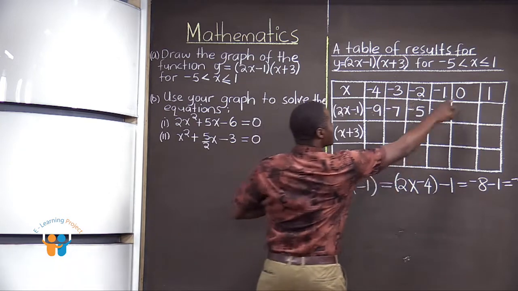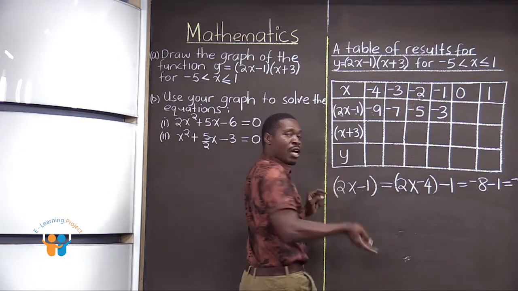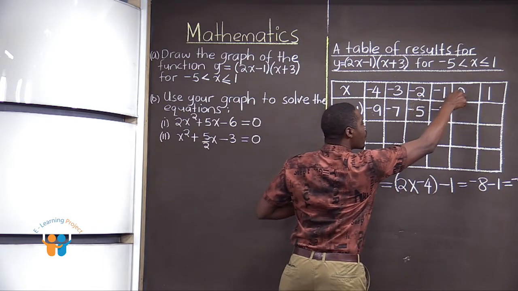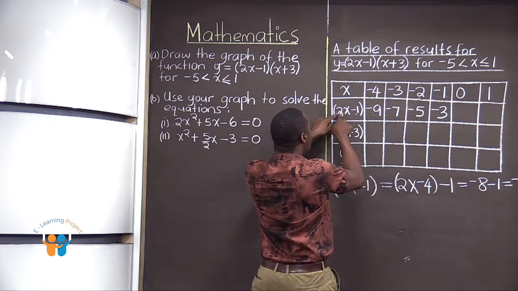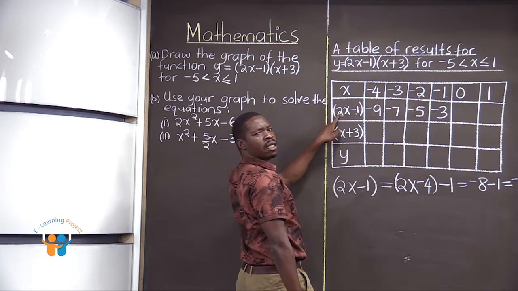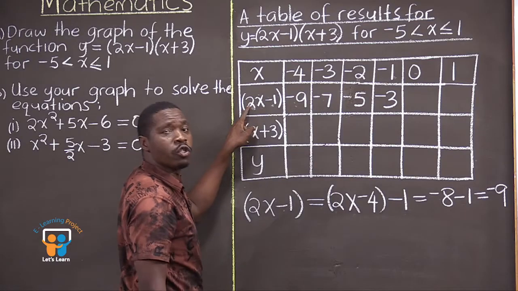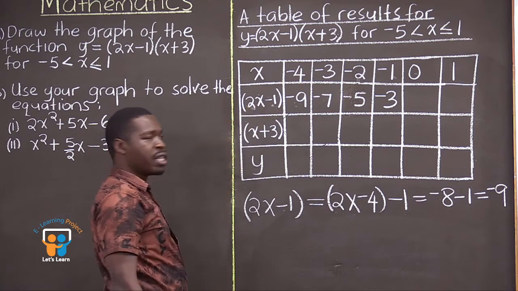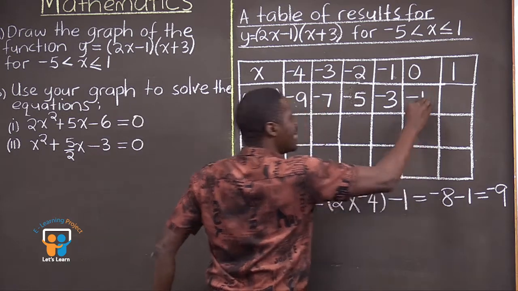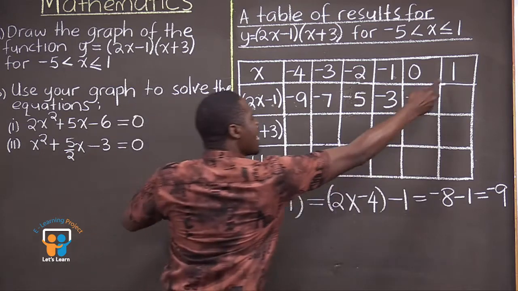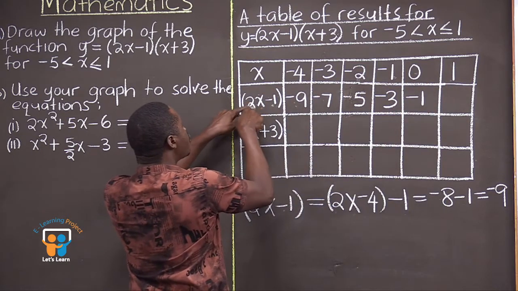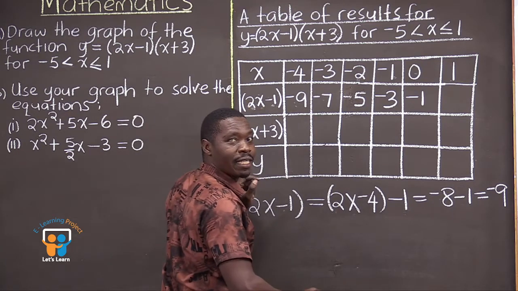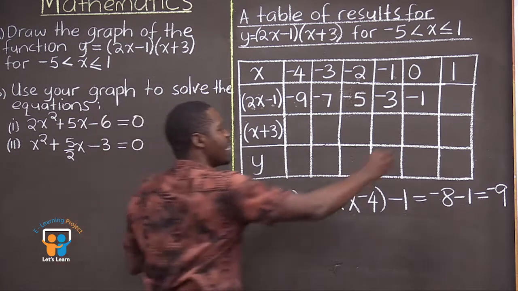The next one is a 0. Where there is x, that's where you put the value of x. Now, in this case, we are having 0. 0 times 2, what do you get? You get 0. Now, 0 minus 1, what do you remain with? You get a negative 1. That is very clear. Now we are bringing in the 1. 1 times 2 to give us a 2. 2 minus 1 to give us a 1.